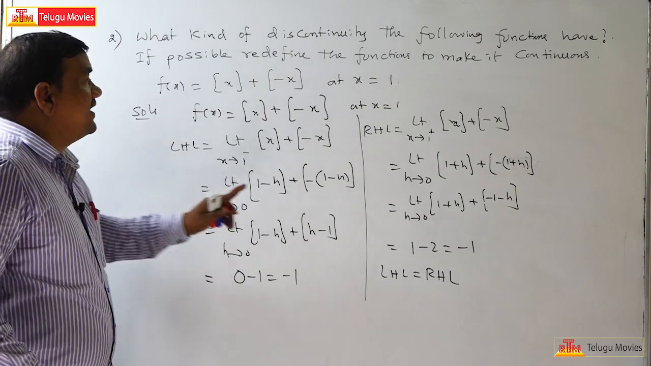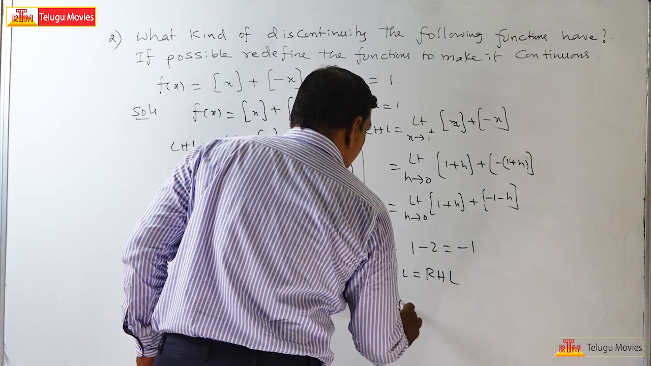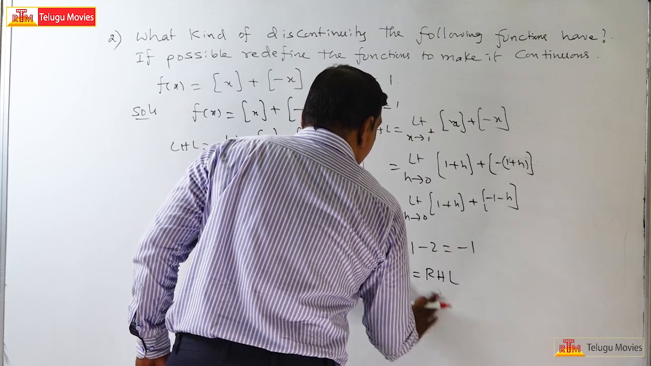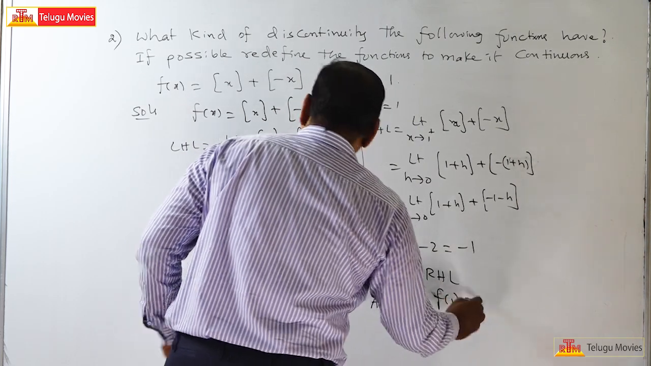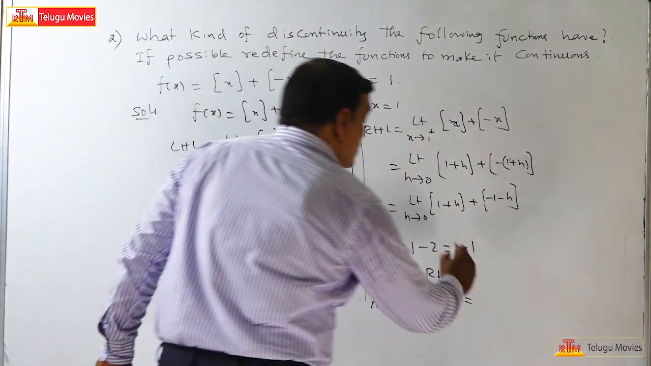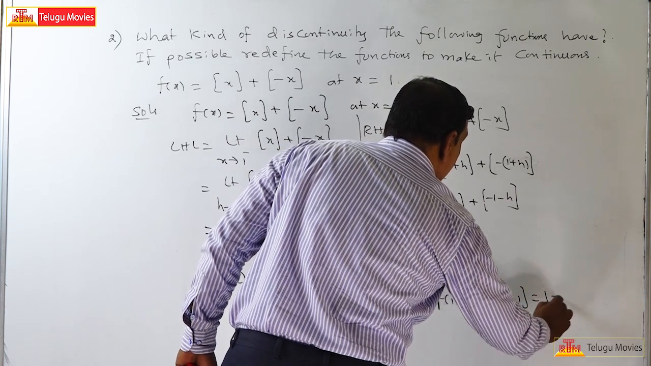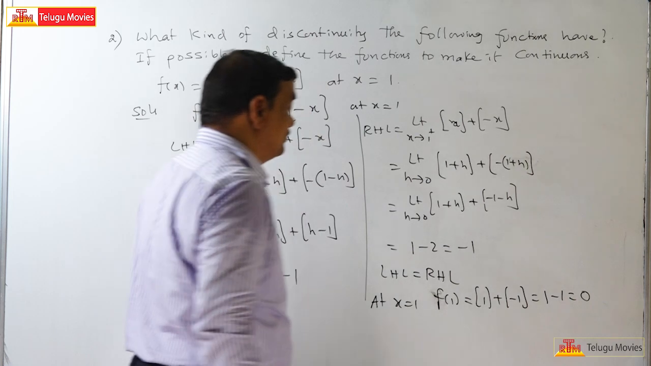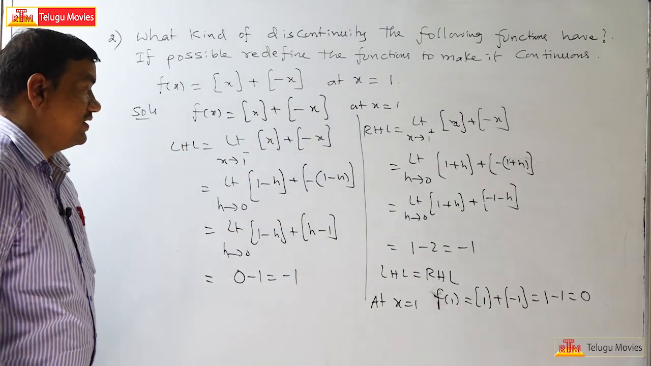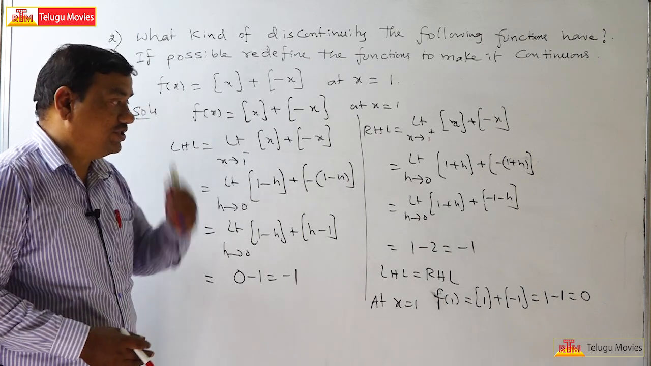Now, let us check the value at x equal to 1. What is f of 1? To find f of 1, substitute 1: step of 1 plus step of minus 1. Step of 1 is 1 minus 1, which is 0. So, step of 1 plus step of minus 1 is 1 minus 1, which is 0.